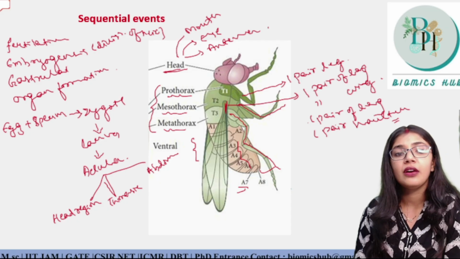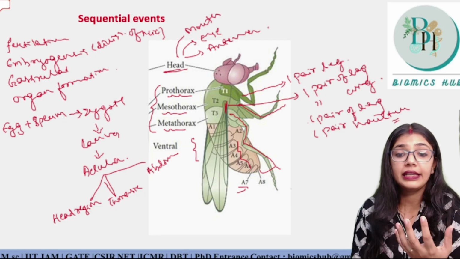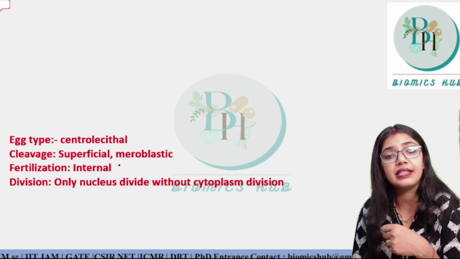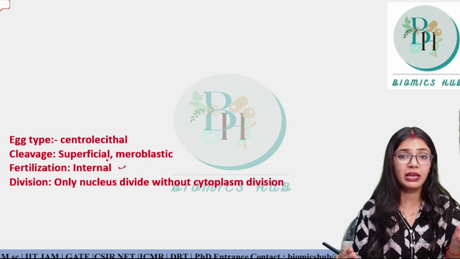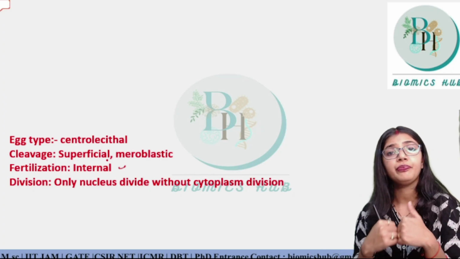Now next comes the type of cleavage that takes place, the type of egg, as well as the type of fertilization. The fertilization type present here is internal fertilization. That means the egg and sperm which produce a zygote are inside the body of the Drosophila.